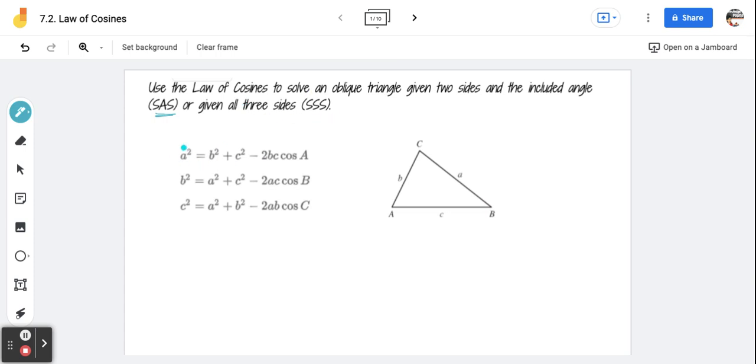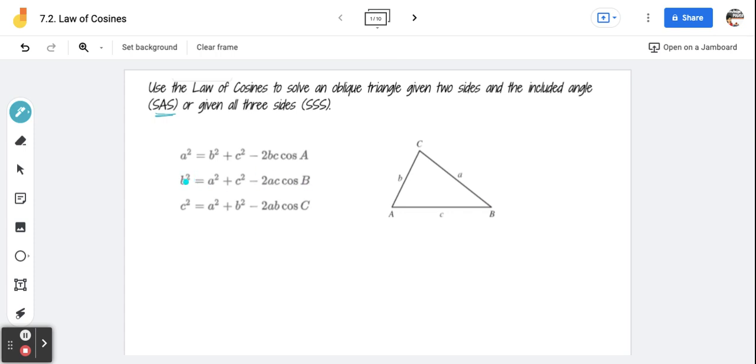Here are the formulas. There's one if you're trying to find side A, one if you're trying to find side B, and one if you're trying to find side C. They're pretty easy to remember, but you don't have to because they're on your green sheet. The side you're trying to find is on the left. The other two sides are squared and added, and then you subtract 2 times the product of those two sides, times the cosine of the angle that's opposite the side you're trying to find. So these will always match.